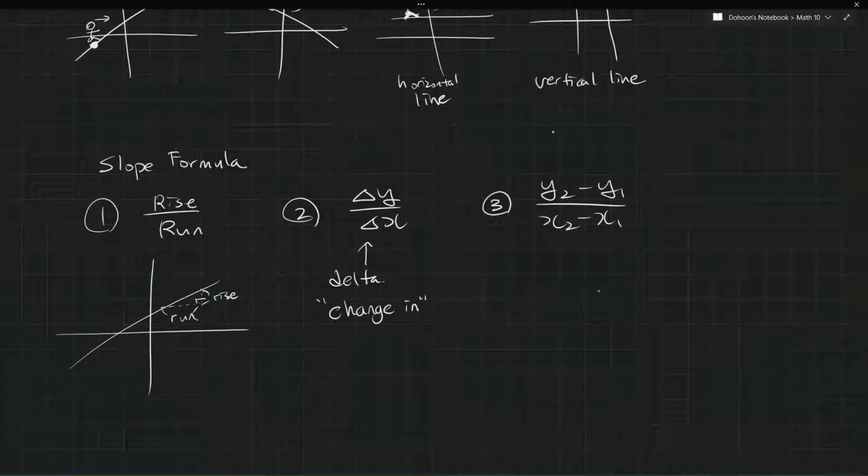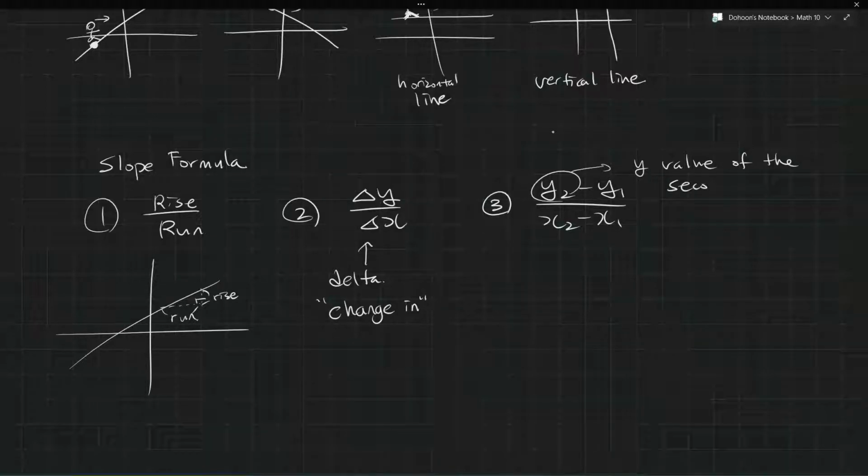Okay. Last one is using the y2 minus y1 over x2 minus x1. So what I mean by y2 is I can read it as the y value of the second point. And similarly, I can read all of this. So if I read it more colloquially, I can read it as the y value of the second point minus the y value of the first point over the x value of the second point minus the x value of the first point.